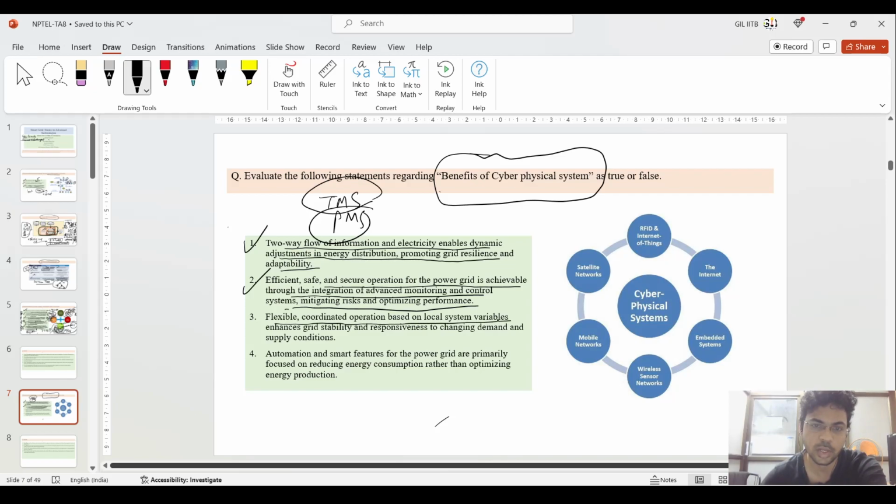That mitigating risk, true, and optimizing performance. Coming to this third part, the flexible coordinated operation based on local system variables enhances grid stability and responsiveness to changing demand and supply conditions. That is true.